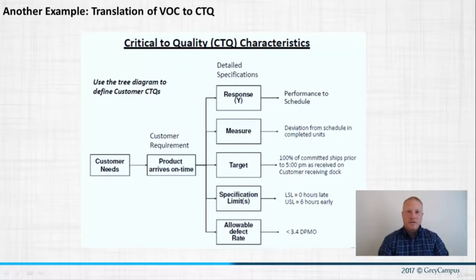How are we going to measure it? What is the target that we're looking for, or what the customer is looking for? What are those specification limits that the customer is willing to accept? And then what is our allowable defect rate?